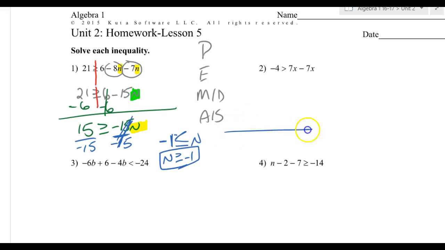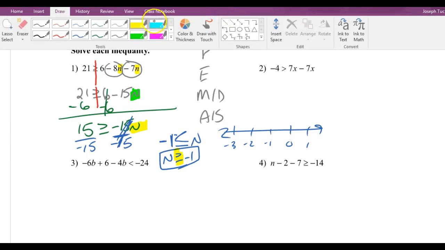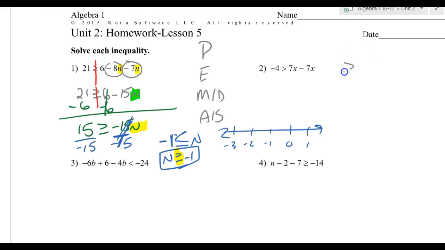The second way is in graph form. Okay, and we've got negative 3, negative 2, negative 1, 0, and 1. Because my inequality sign is greater than or equal to, if I ever have greater than or equal to or less than or equal to on my graph, I want to use a closed circle because I'm including it. So closed circle at negative 1. The arrow's pointing to the right, so I'm going to fill it in going to the right.